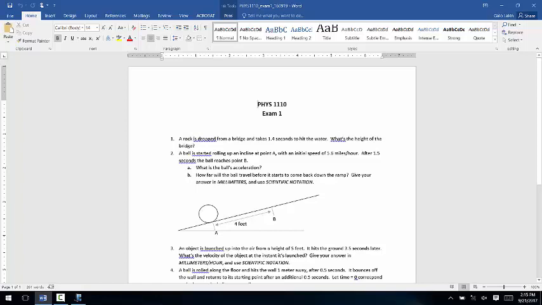Okay, so the next one, the ball starts rolling up the incline at A, and its initial speed is 5.6 miles per hour. After 1.5 seconds, it reaches point B, and we want to know the acceleration and how far up the ramp it goes before it starts to come back down. So what's the highest point on the ramp? The idea is that the ball rolls past B to some other point. Yeah, question?